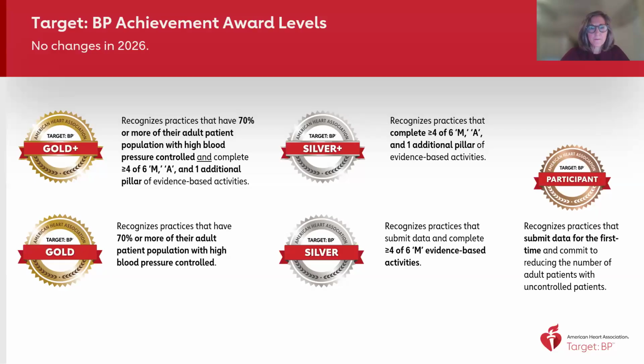of 70% or greater. The Silver Plus Award is for organizations who can attest to at least 4 out of 6 attestation questions for the M, the A, and 1 additional pillar. The Silver Award is for organizations who are able to attest to 4 out of 6 of the M pillar. And then the Participant Award is reserved for first-time data submitters to really acknowledge their commitment in improving blood pressure control. And every submitter is eligible for 1 of these awards, depending on their level of performance.